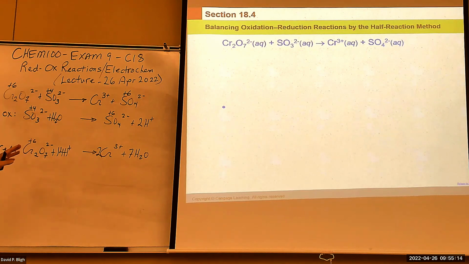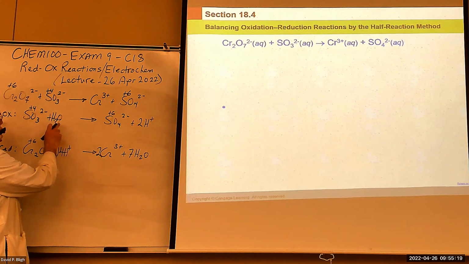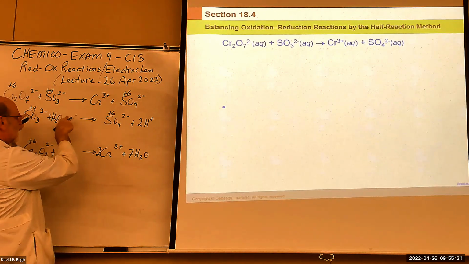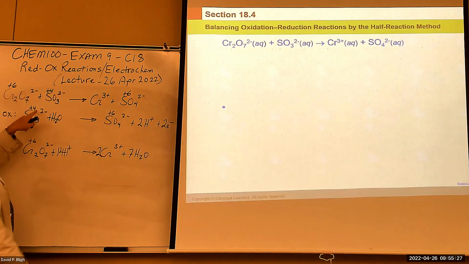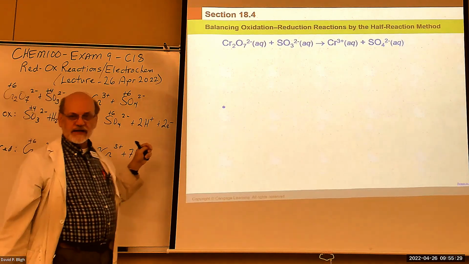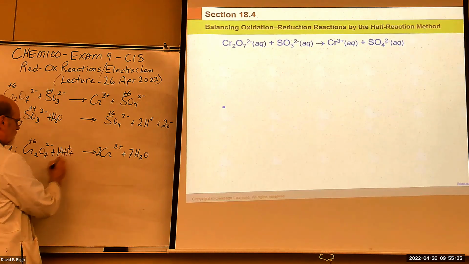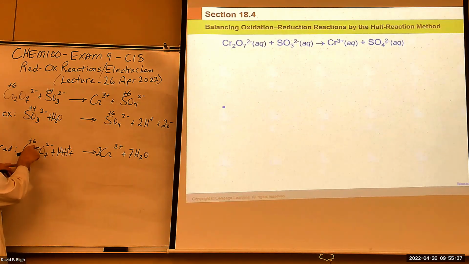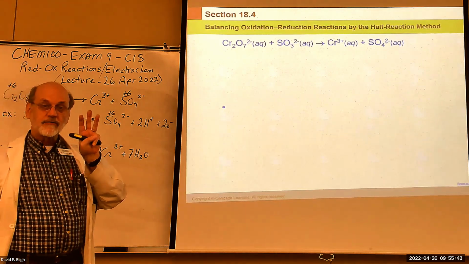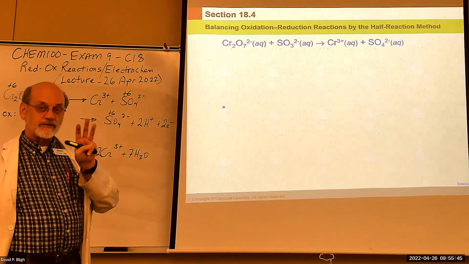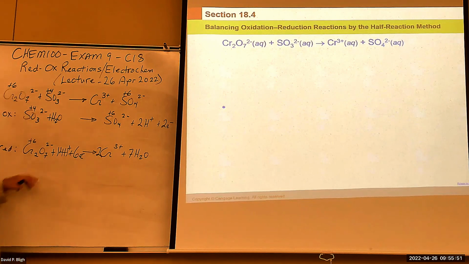Now we balance the electrons. So we went from plus 4 to plus 6. That's oxidation, which means these electrons are going to be over here. You had to lose 2 electrons, and loss of electrons puts the electrons on the product side. Gain of electrons puts the electrons on the reactant side. We went from plus 6 to 3 plus, which is 3 electrons for each chromium, but we have 2 chromiums. So that means 6 electrons are required on this side.